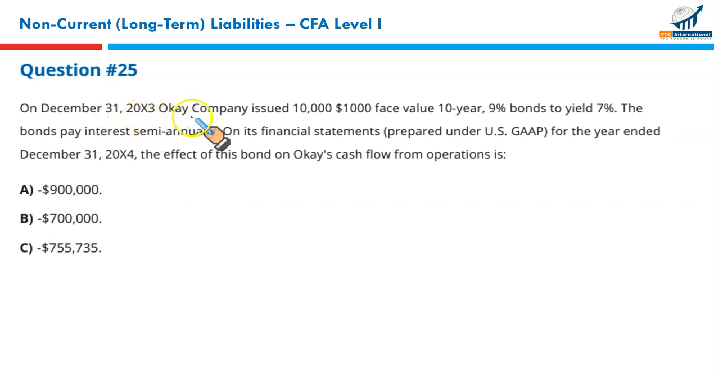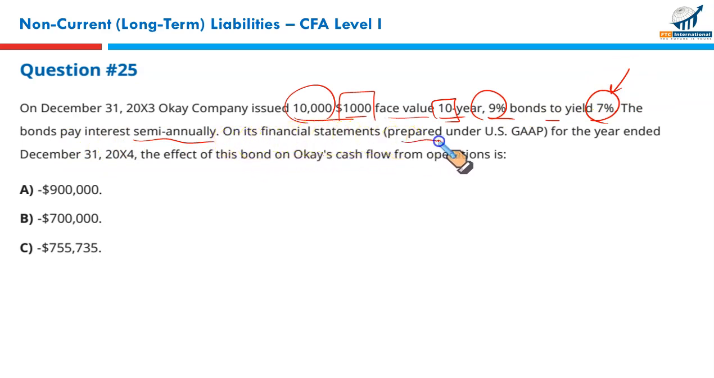On December 31st, 2003, OK Company issued 100,000 face value of 10 years 9% bonds to yield 7%. These many bonds of this par value, this is the duration, I mean the period of the bond maturity, this is the coupon, and this is the market rate. The bond pays interest semi-annually. On its financial statement prepared under US GAAP for the year ended December 31st, 2004, what is the effect of this bond on OK's cash flow from operations? So remember, under US GAAP, interest payment is considered as an operating outflow.